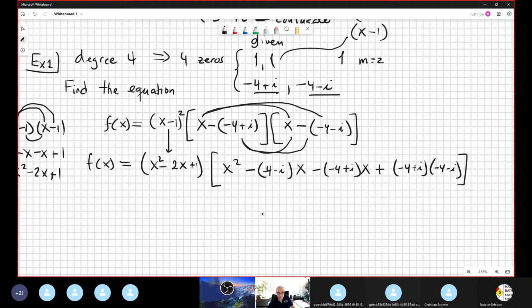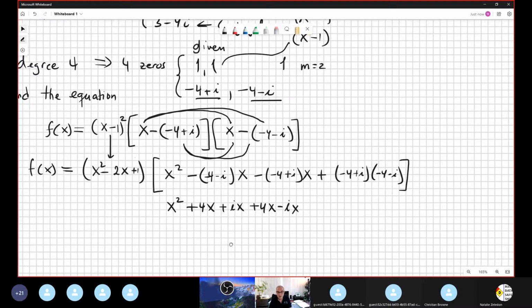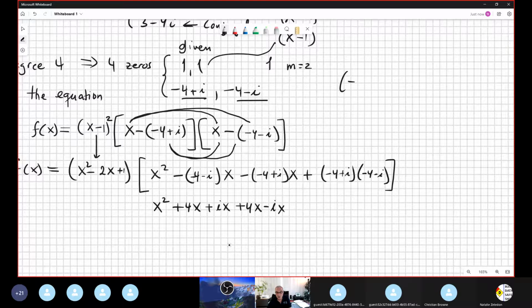Okay. I apply the distributive property here. Distributive: x squared plus 4x, because double minus, look, becomes positive, x plus ix. Now here exactly the same, similar: plus 4x, double minus is positive, minus ix. And now the multiplication of this. Let me separate this to do an auxiliary calculation. That part gets a little bit complicated. You apply another FOIL inside here. Negative 4 times negative 4 is 16.